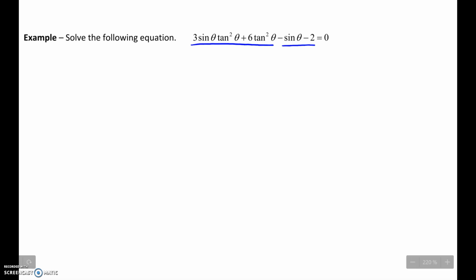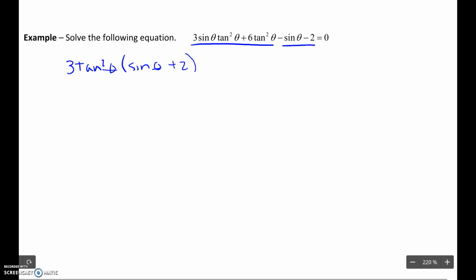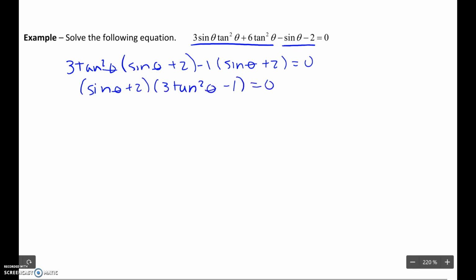So look and see what I have in common. Well, in the first set of 2, I have a 3 tangent squared theta, and I'm left with a sine theta plus 2. And then the second group, I can pull out a negative 1, and I'm left with sine theta plus 2. So I have sine theta plus 2 times 3 tangent squared theta minus 1 equals 0. Set each factor equal to 0.